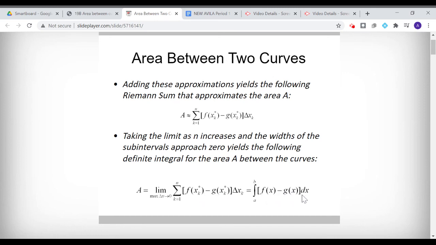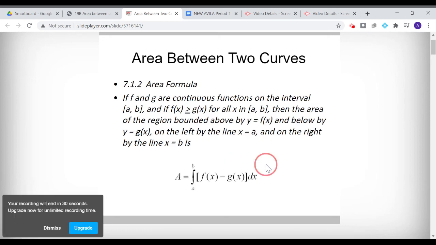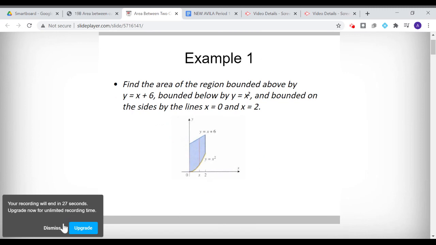In other words, if I tidy it up a little bit, that delta x becomes the dx, f at x minus g of x becomes our function, and I take the integral from a to b. Okay, so that's our area formula. Okay, and we'll take a look at the examples in the next video.